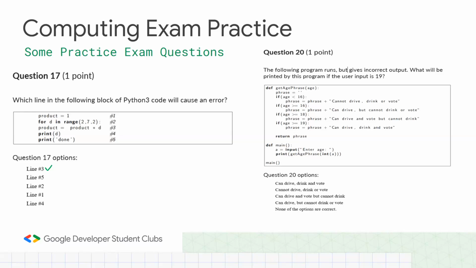So this is a block of if statements. It's got conditions, it's got code. Options are: can drink, drive, vote; cannot drink or drive or vote; can drive and vote, but cannot drink; can drive, but cannot drink or vote; none of the options are correct. Which one? You said B? That is wrong.